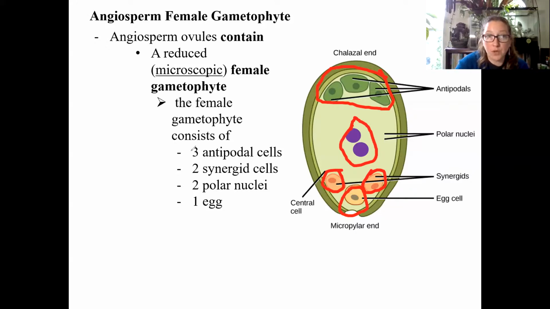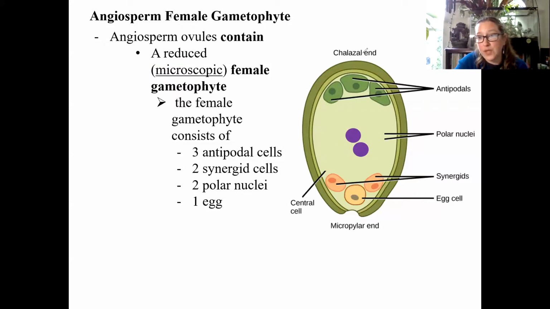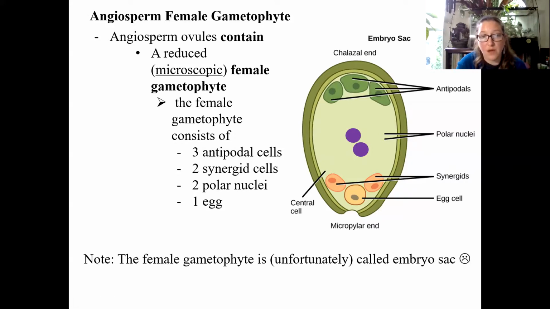Super, super reduced. It is so reduced that it is now microscopic. Has to be seen with a microscope. It is super, super small because it has to fit inside of flowers, right? Unfortunately, in the angiosperms, the female gametophyte is now called the embryo sac. Remember pollen sac, right? Now we have pollen sac and embryo sac. I don't really like the term embryo sac, but that is indeed what it's called.